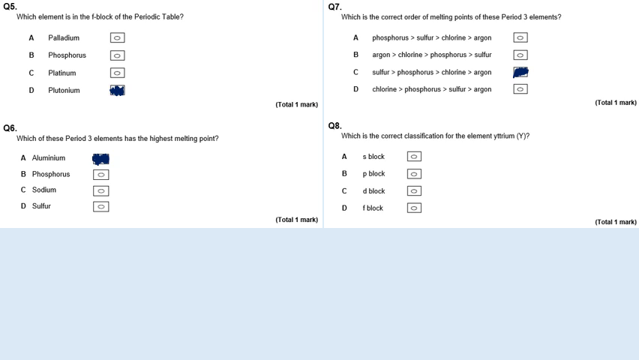And finally, which is the correct classification for yttrium? So you need to find this in the periodic table. You will find that yttrium is in fact in the D block. It's a D block element.